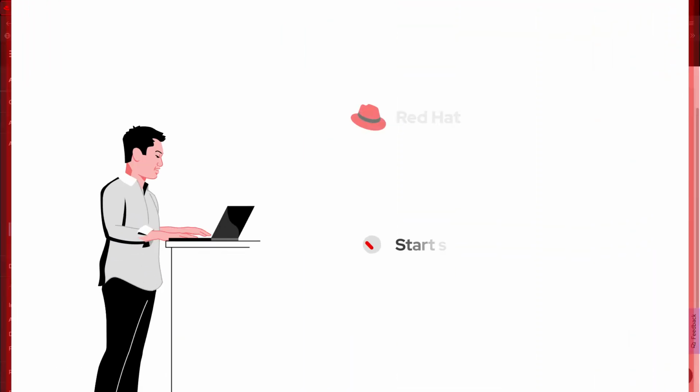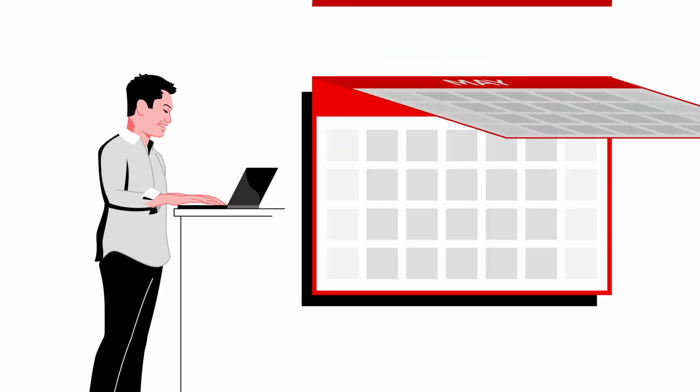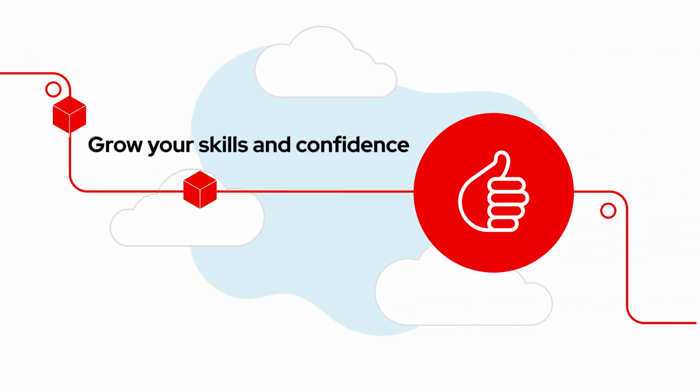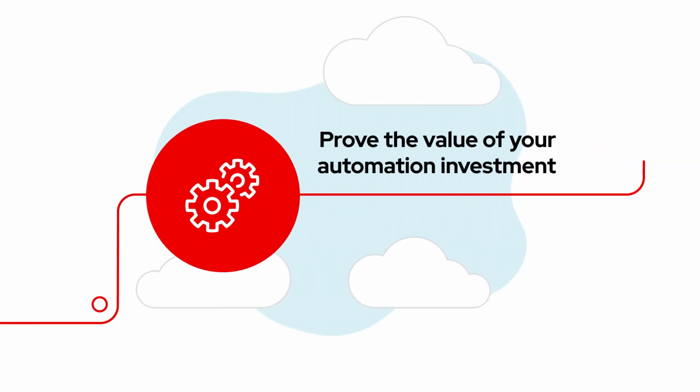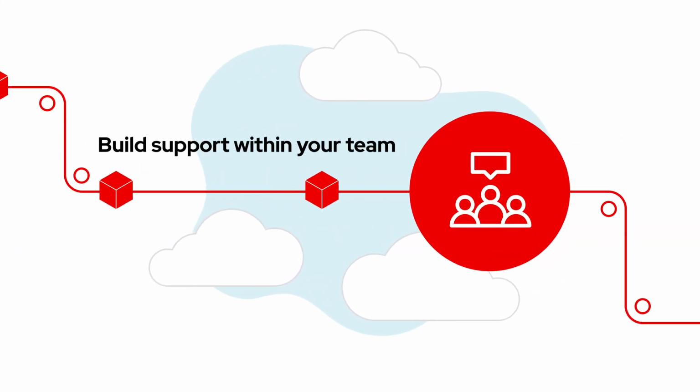By starting small and using these tools, you may find that Ansible Automation Platform has already paid for itself within the first 3 to 6 months through reducing or eliminating multiple manual processes. Taking just a few initial steps, you can grow your skills and confidence, prove the value of your automation investment, and build support within your team.